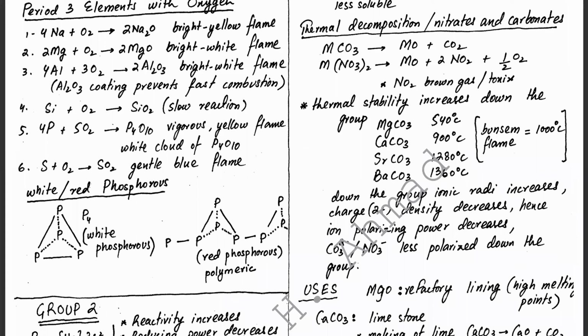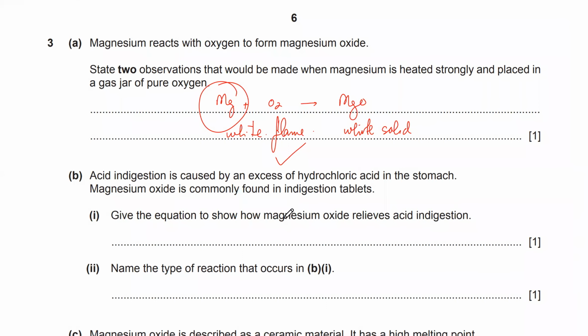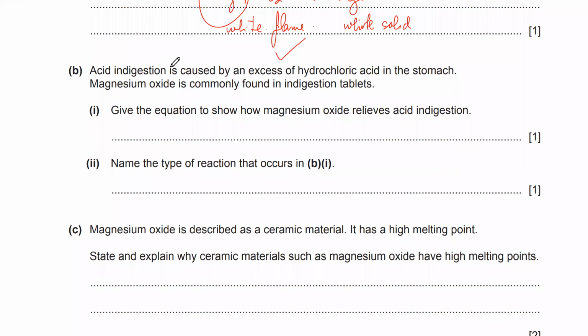Is there anything else left? Where did the question go? Acid indigestion is caused by an excess of hydrochloric acid in the stomach. So give an equation to show how magnesium oxide relieves acid indigestion. So magnesium oxide, which acid is in the stomach?